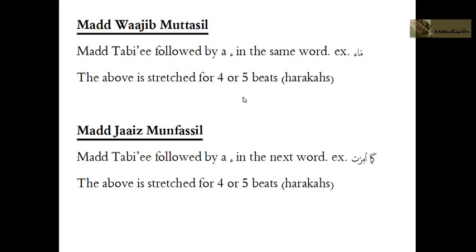Okay, so again the important things in this is same word and 4 or 5 beats and hamza. Okay, so here we have alif fatha followed by alif, so it's 2 harakas, and then immediately after we have a hamza, so now it's 4 or 5. So ma'un. Okay, now mad jaiz munfasil, same thing, you have a hamza in the next word. Okay, example kama umirt, the above is stretched for 4 or 5 harakas.